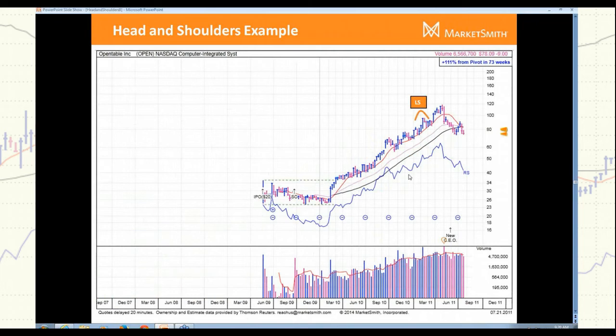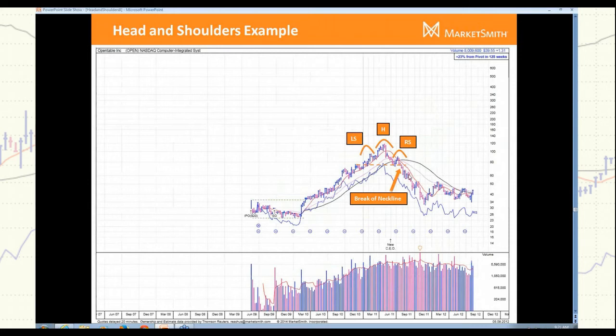And one other example for the Head and Shoulders, this is OpenTable back in 2011. You get your neckline and you get your break, and this is a little bit cleaner break at this point. And this one actually worked really well.